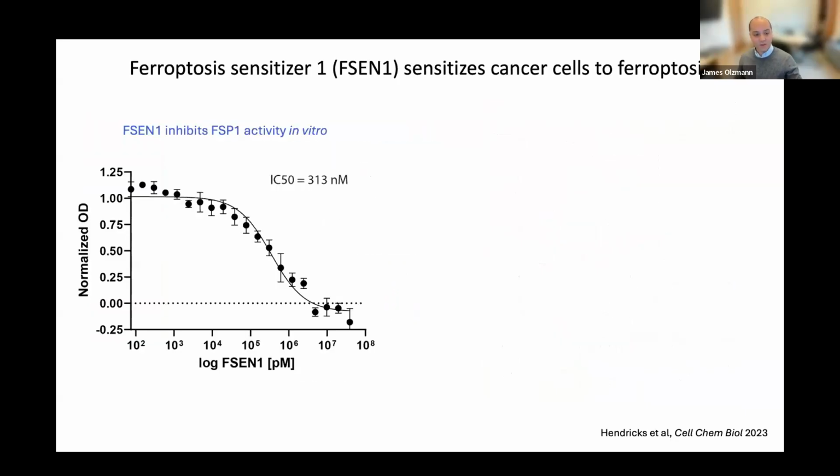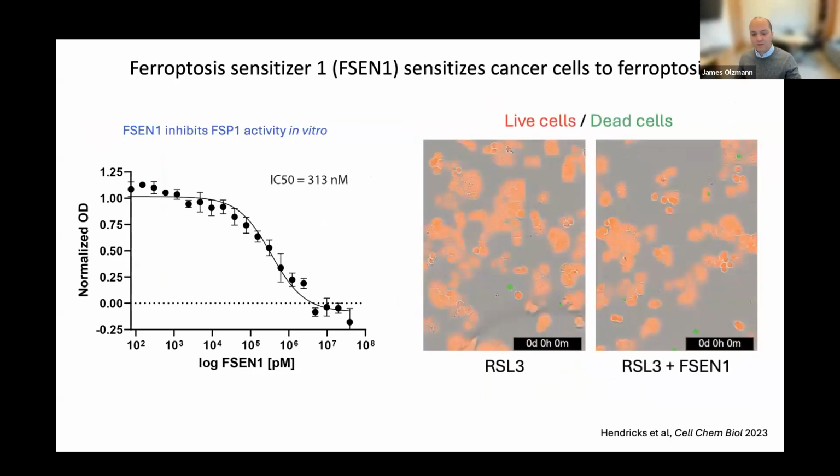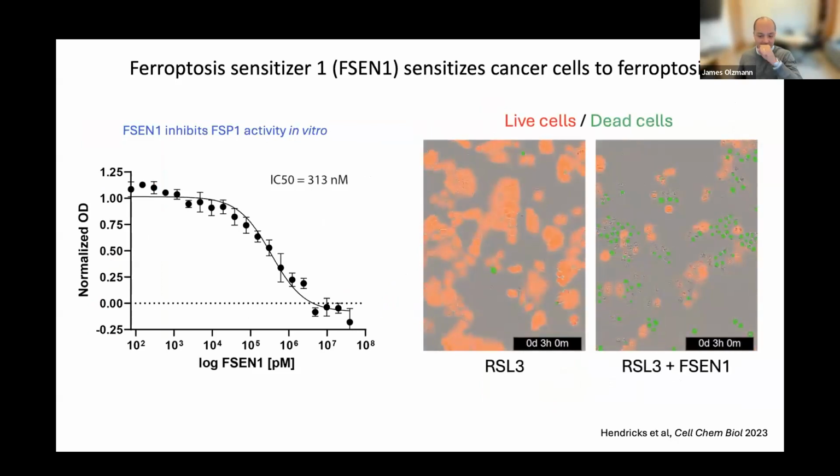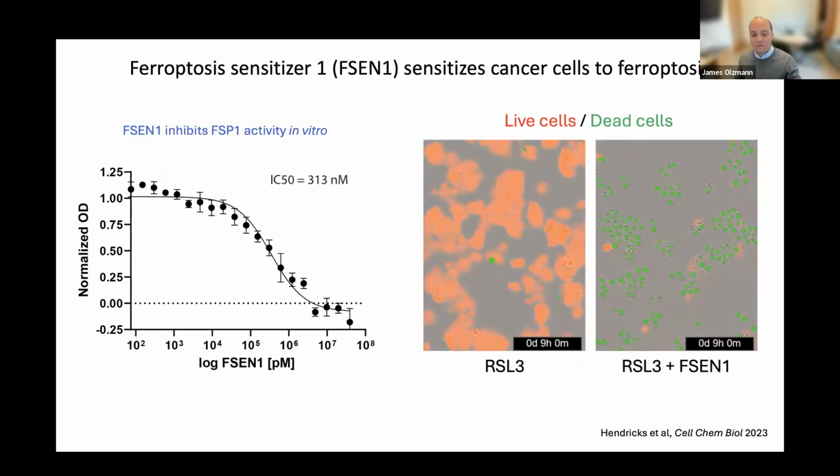We could inhibit FSP1 in vitro, showing that this is a direct inhibitor with an IC50 of around 300 nanomolar. And we could also inhibit FSP1 in cells, and I'll just show you one of these experiments here using KEAP1 mutant lung cancer cells, which are very resistant to the induction of ferroptosis.